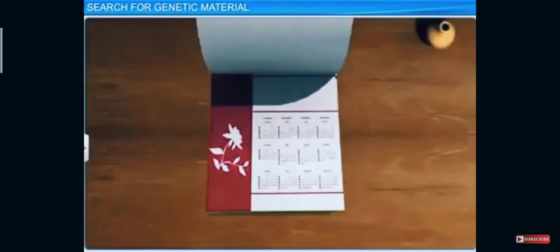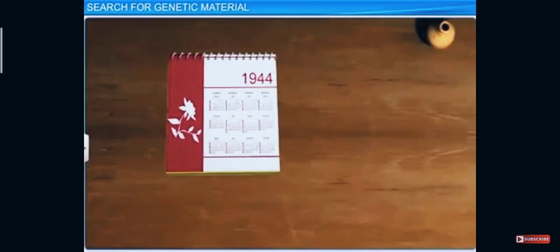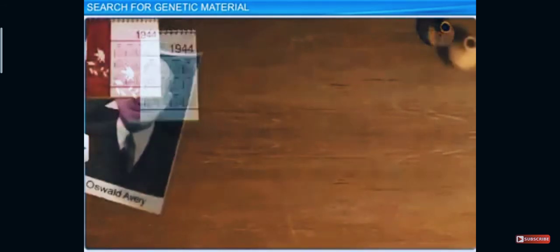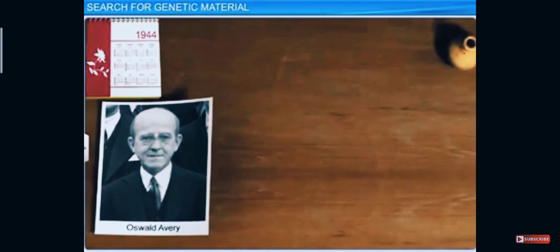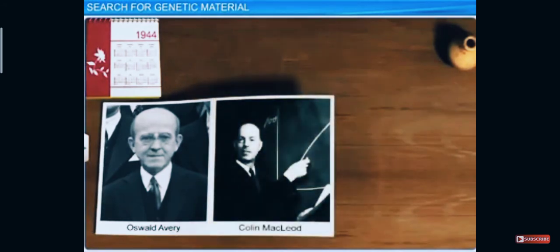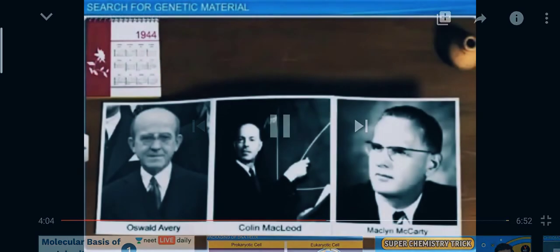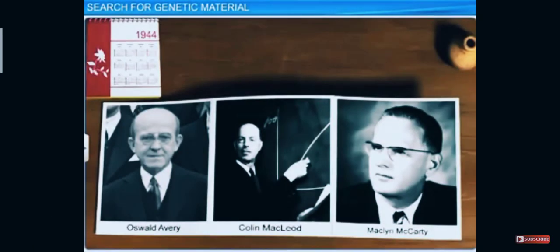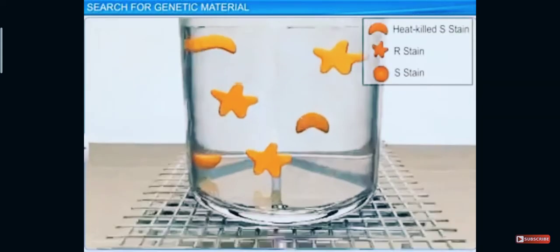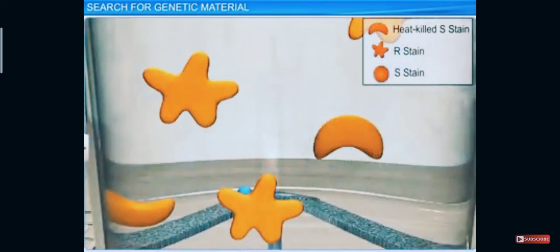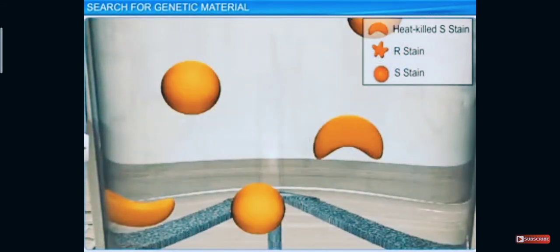Later, after 16 years, in 1944, a team of 3 scientists, Oswald Avery, Colin McLeod, and Macklin McCarty, once again began research on the experiment that was once conducted by Frederick. At that time, they tried to identify the biochemical nature of the transforming principle in Frederick's experiment.